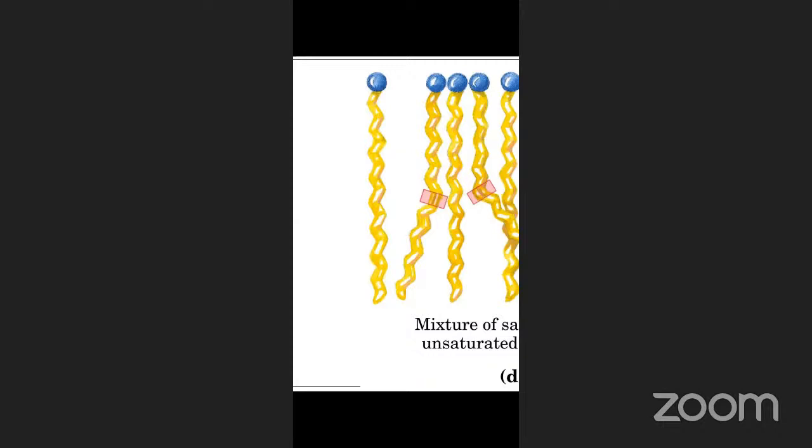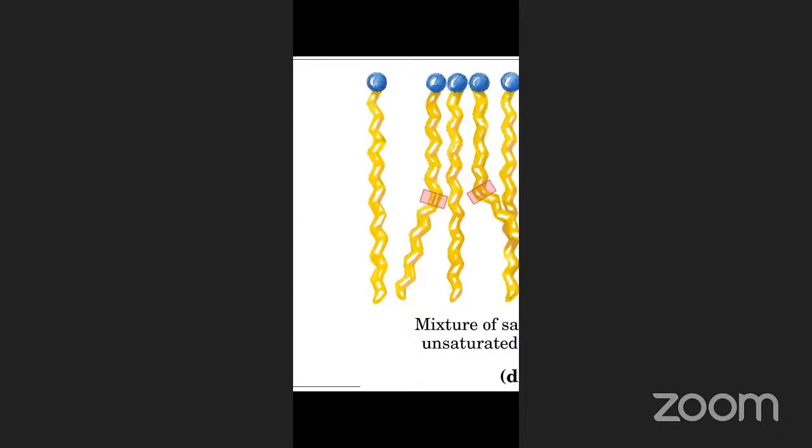Because saturated fatty acids have only single bonds. Whenever they have single bonds, there is no bend, they are straight. Whenever the fatty acid chain is straight, all such molecules can be tightly packed. Compactly they can be packed.